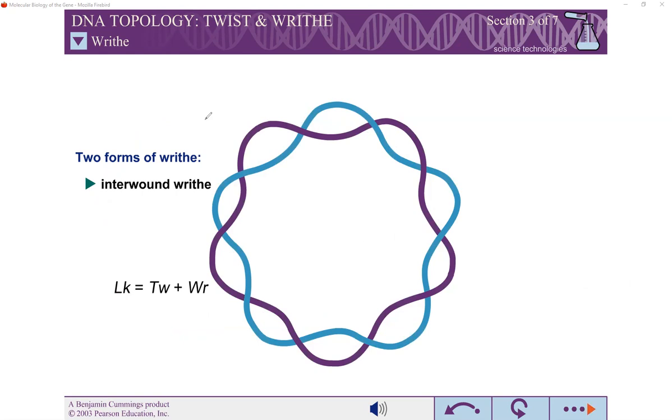Now, what do you mean by interwound writhe? Actually, the writhe can also be of two different types. One could be an interwound writhe, or another could be a spiral writhe. What do you mean by interwound writhe, and how is interwound or plectonemic writhe produced? So that we must visualize through this animation. Moving forward with this animation.